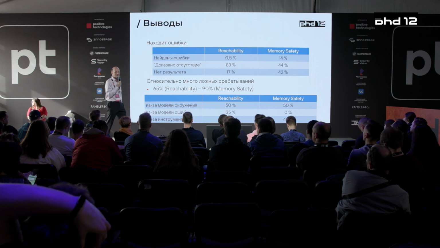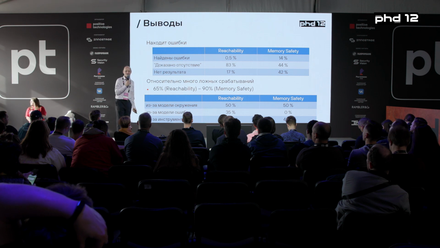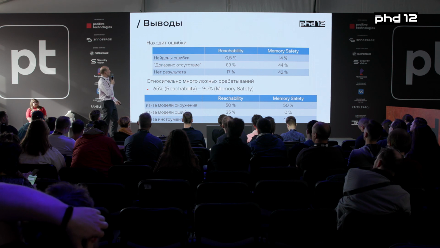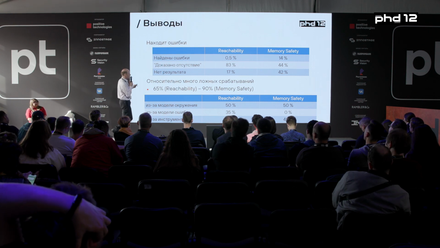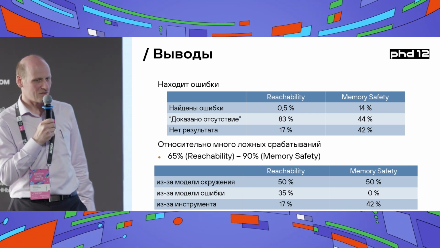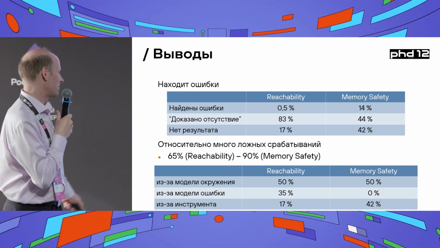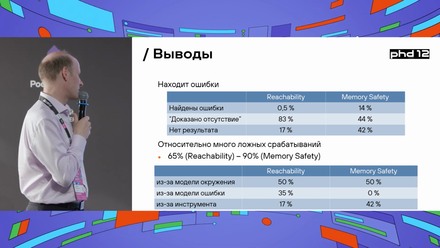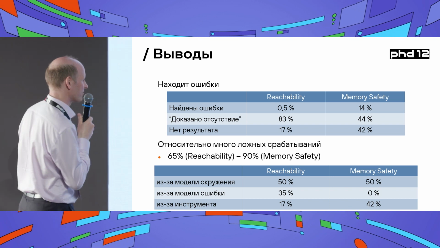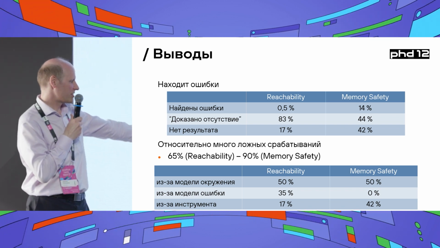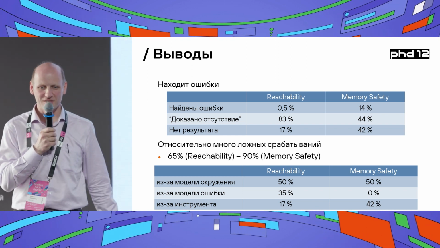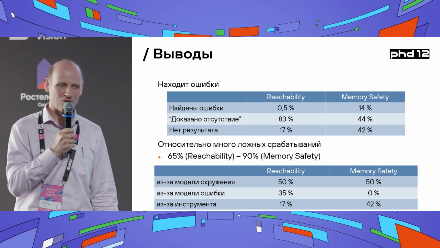It means that within 15 minutes that we allocated, the tool didn't do the job completely and didn't produce any result at all. If we looked at the bugs that we found, how many false positives and true positives are there? False positives in reachability about 65%, in memory safety about 90%.